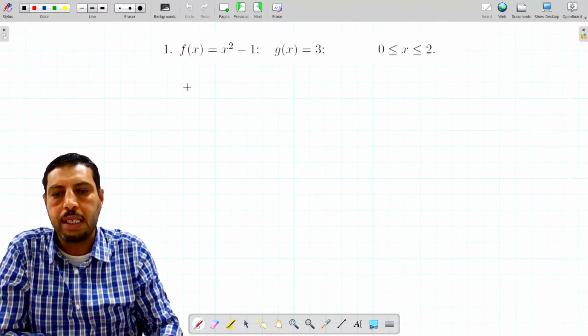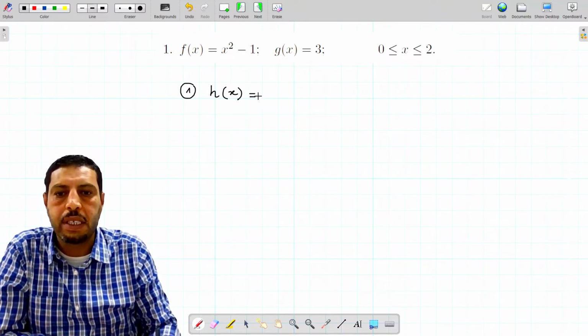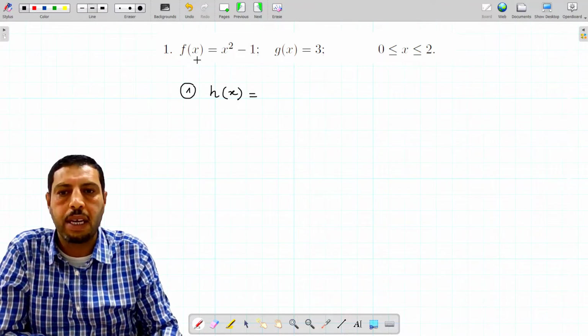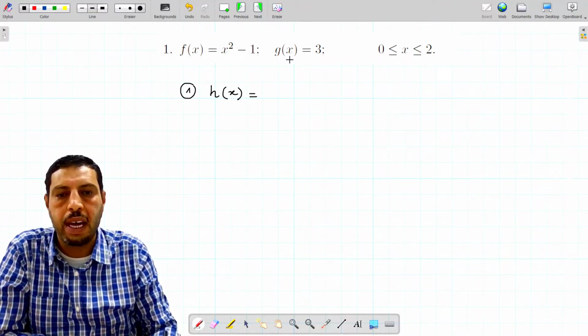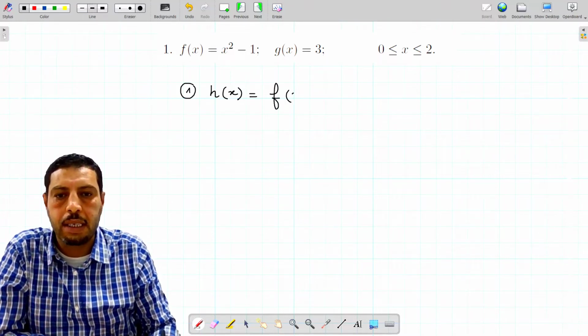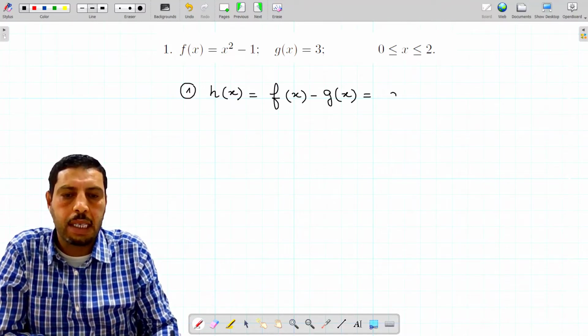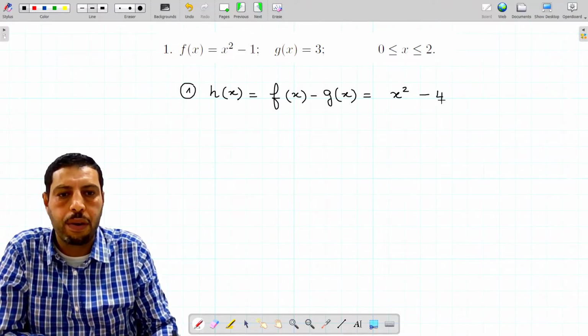The strategy is to do it in steps, and the first step is to define a new function h of x, which is the difference between the two functions. Of course, you can set it as f of x minus g of x or g of x minus f of x. It doesn't matter. So you will consider this new function, for example, f of x minus g of x, and you write its expression, which is x squared minus 1 minus 3, so x squared minus 4.